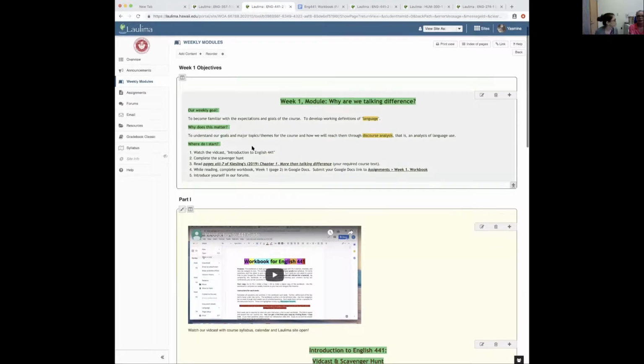I think it's great to reiterate the objectives for each module, because students see them in the syllabus at the beginning, but they're just there as a list, and so it's really great to connect them.